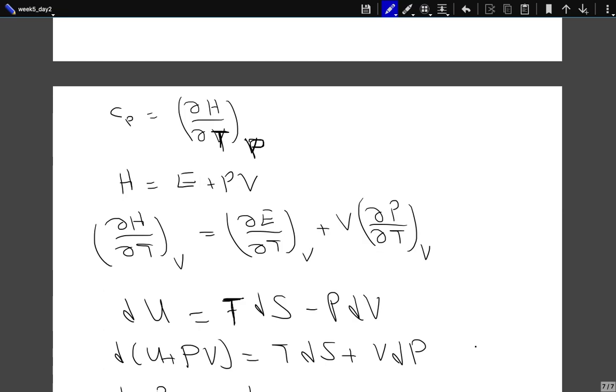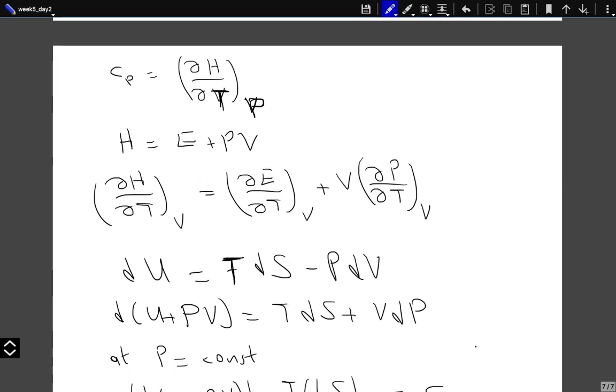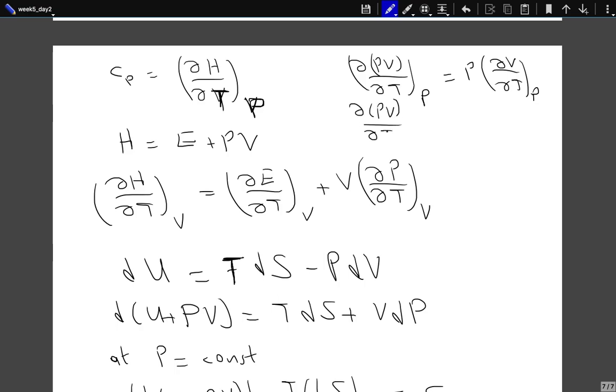Is del PV over del T under constant pressure or constant volume bigger? Del PV by del T at constant pressure is P times del V by del T at constant pressure. Del PV by del T at constant volume is volume times del P by del T at constant volume. This will give you the change in PV from T1 to T2. During which process? This PV change should be independent of P or V.